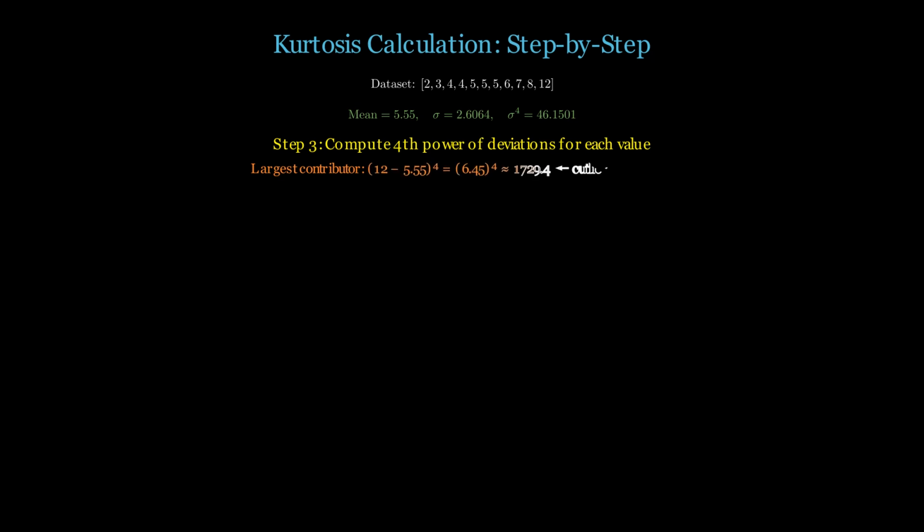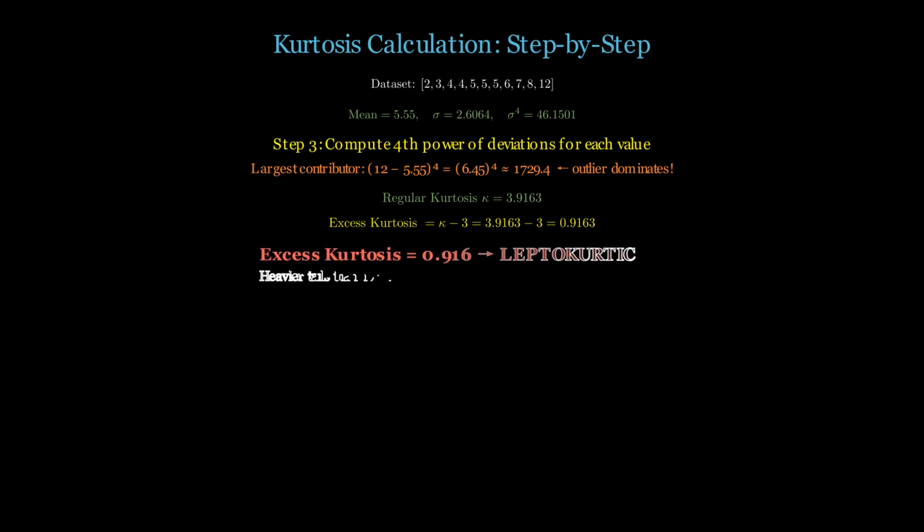6.45 to the fourth power is approximately 1729. Dwarfing contributions from all other data points combined. This shows why kurtosis is so sensitive to extreme values. The regular kurtosis is 3.9163. Subtracting 3 gives excess kurtosis of 0.9163. Since this is positive, our distribution is leptokurtic, heavier tailed than normal, driven by that single outlier of 12.